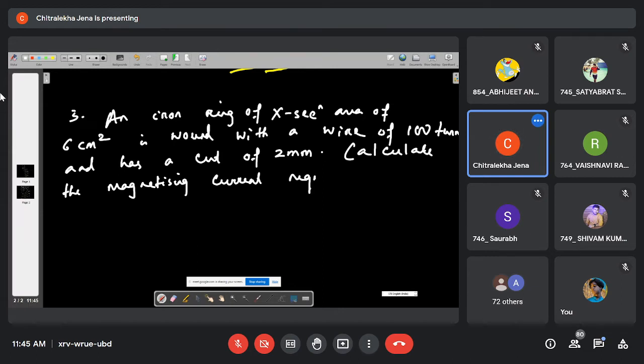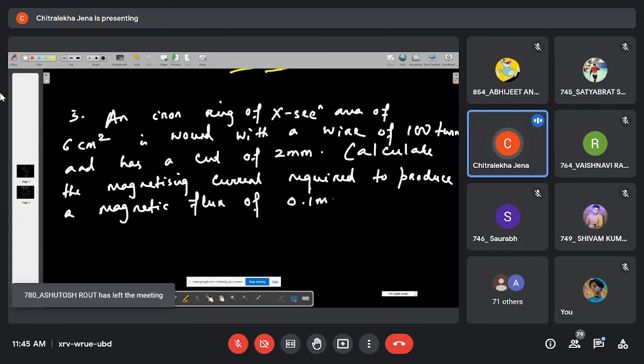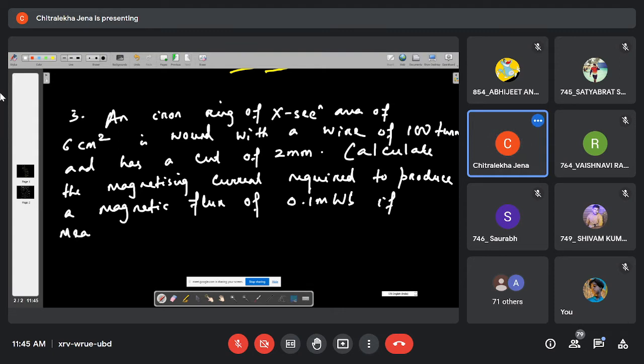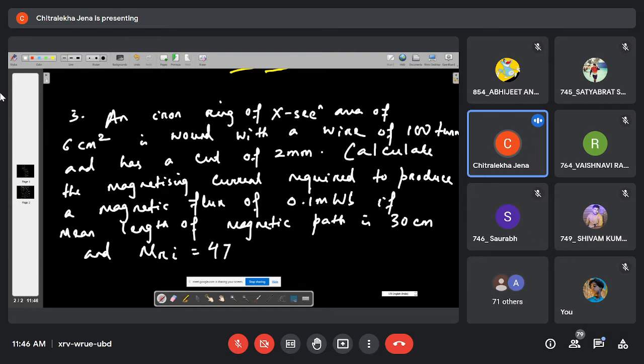Calculate the magnetizing current required to produce a magnetic flux of 0.1 milliweber, if the mean length of the magnetic path is 30 centimeters and the relative permeability of iron, mu_r, is equal to 470.